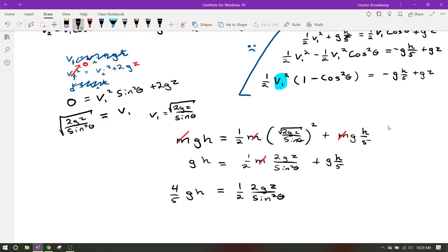Okay, multiply both sides by 2. 8/5 GH equals, oh wait, that was dumb. Hang on, I'm sorry. I already did take out a fifth. A fifth minus a whole is 4/5.